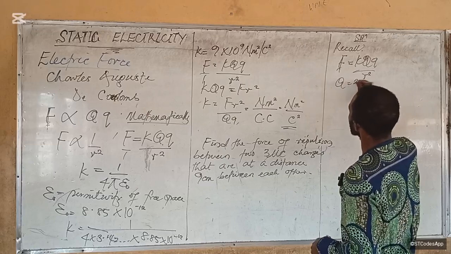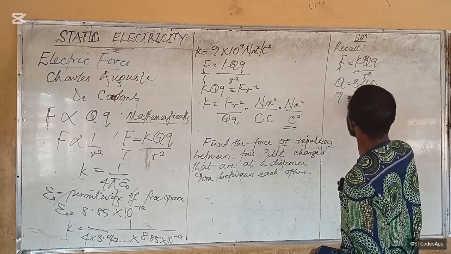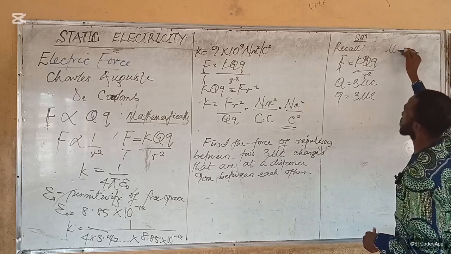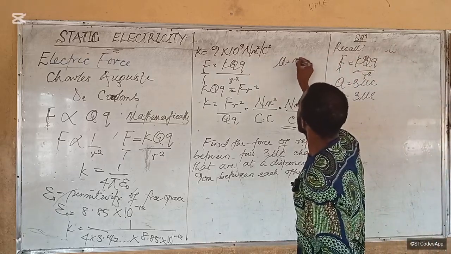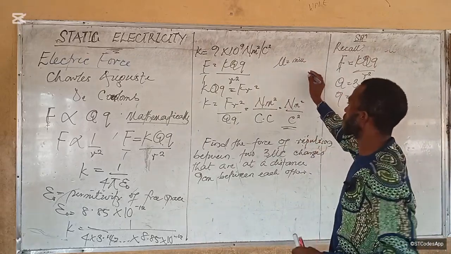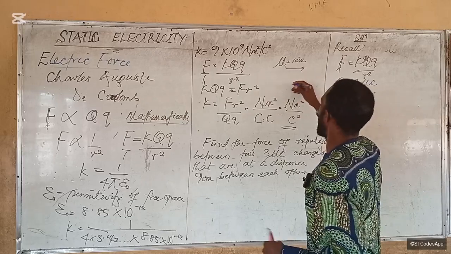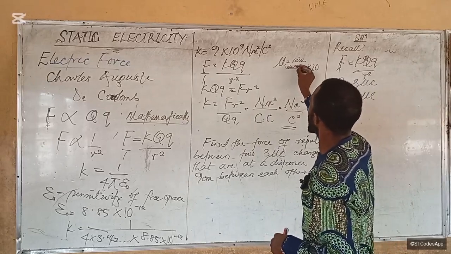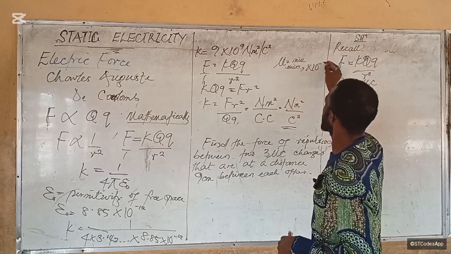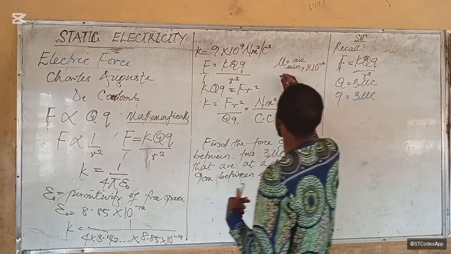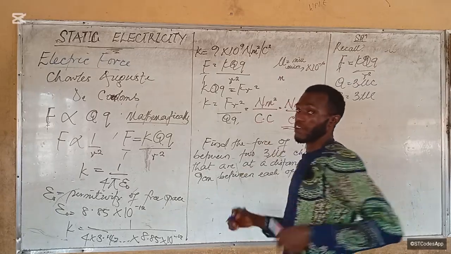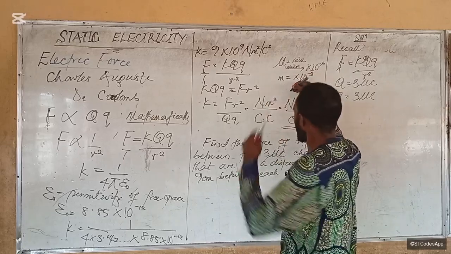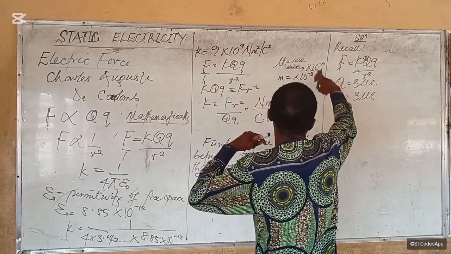Now, what is our first Q? Since the charges are equal, we have both Q to be 3 microcoulomb. Take note of this sign, mu. Mu is a Greek alphabet, and in mathematics or science, we use it to represent micro, which stands for times 10 to the power minus 6. If we come down, we have milli, that's why we have millimeter. Milli means times 10 to the power minus 3. If you see microcoulomb, it means that thing times 10 to the power minus 6.